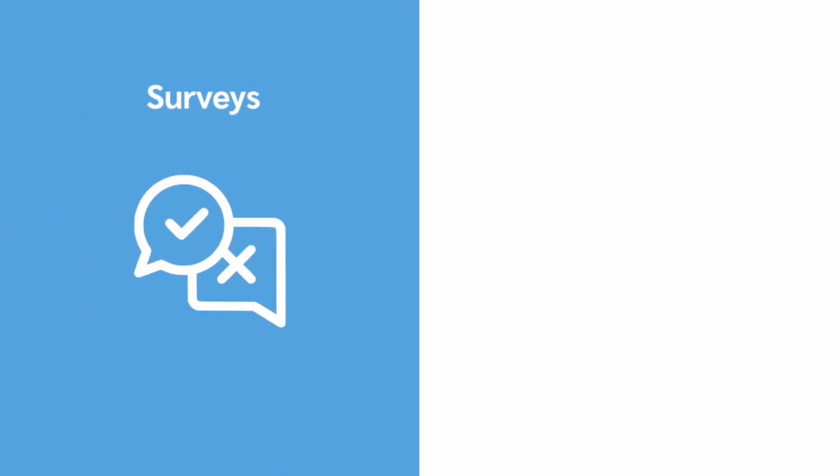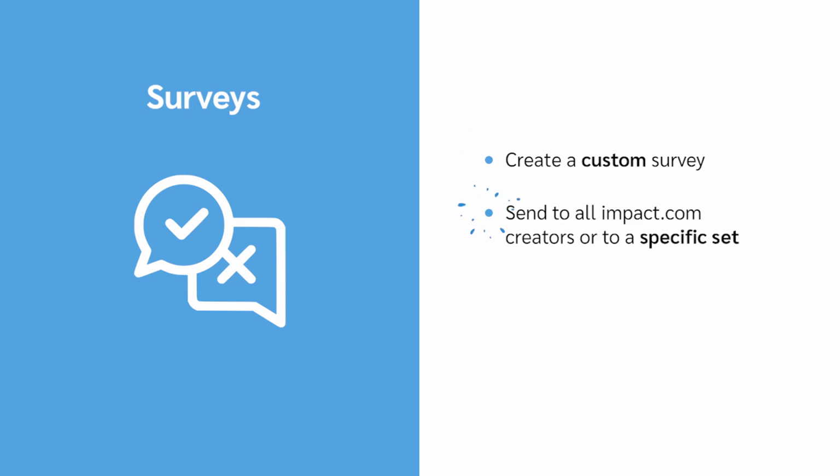Next up is our Surveys tool. Impact.com Creator allows you to survey all the influencers in your program. What this means is that you can create custom surveys where you can send it to all of your creators or just to a specific set to help you find if they're a good fit for your profile or your campaign. For example, you can ask if they're already a fan of your product. One of the best ways to create authentic content with influencers is to make sure that they are already customers of yours.